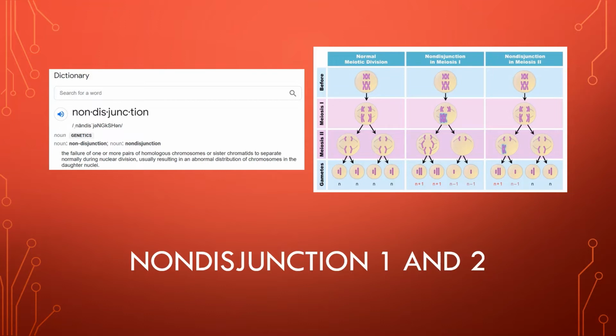When you look at nondisjunction in meiosis 1, the end result is 4 cells with the wrong chromosome number: 2 cells with too many chromosomes, and 2 cells with not enough chromosomes. But if nondisjunction happens in meiosis 2, you get 1 cell with too many chromosomes, 1 cell with not enough, and 2 cells that still have the normal amount of genetic information. Both cases can cause some serious problems, but nondisjunction in meiosis 1 is worse than in meiosis 2 because it creates more cells with the wrong chromosome number.